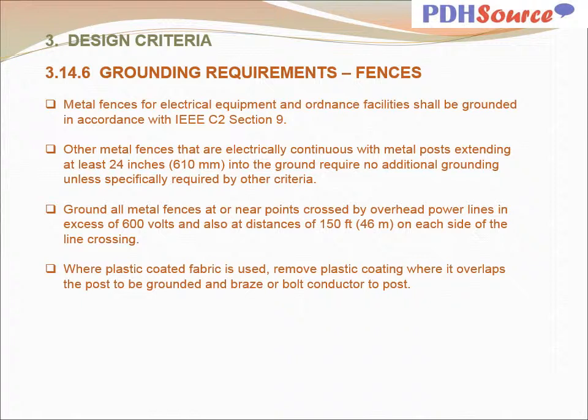Ground all metal fences at or near points crossed by overhead power lines in excess of 600 volts and also at distances of 150 feet on each side of the line crossing. Where plastic coated fabric is used, remove plastic coating where it overlaps the post to be grounded and braze or bolt conductor to the post.